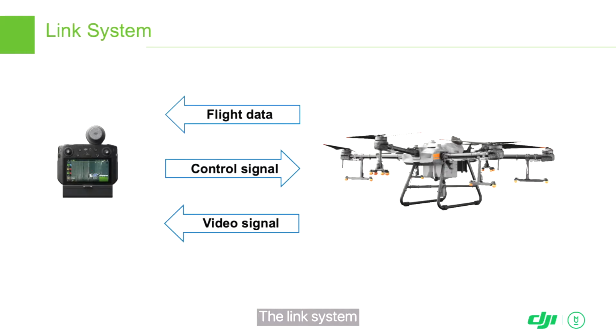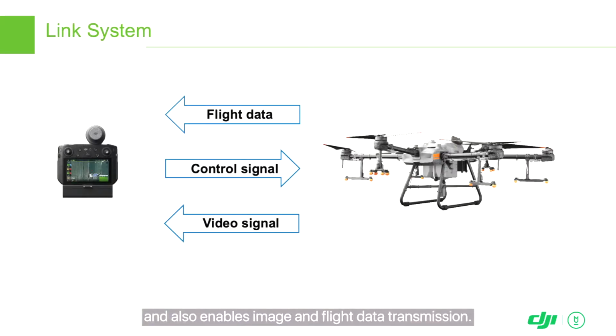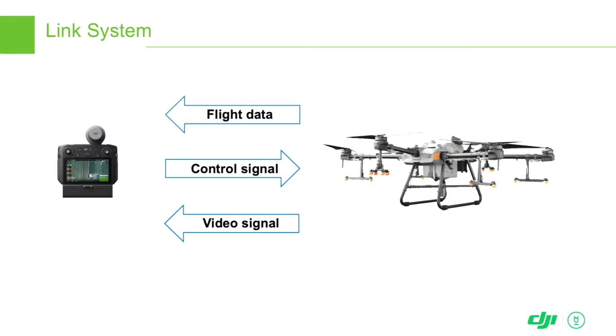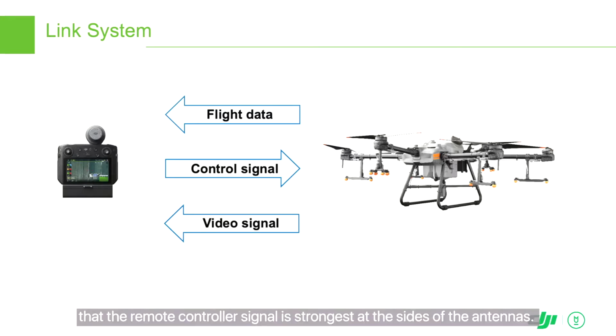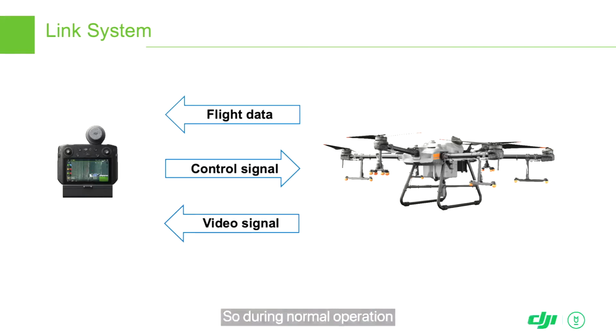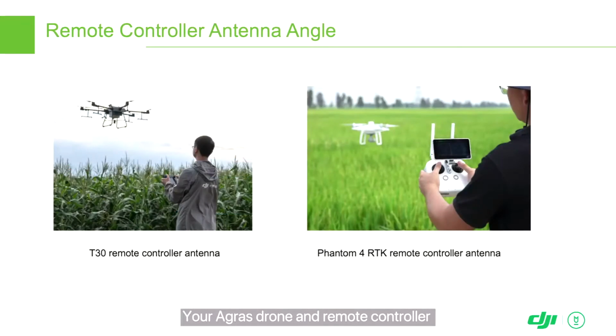The link system, or remote control system, helps the pilot control the drone and also enables image and flight data transmission. Please note that the remote controller signal is strongest at the sides of the antennas. So, during normal operation, avoid pointing the antennas towards the drone since it results in a weaker signal strength. Your Agras drone and remote controller have already been linked prior to delivery. You won't need to link them unless you change the remote controller. To complete linking, tap linking on the remote control app, and then press and hold the power button on the drone for 5 seconds.